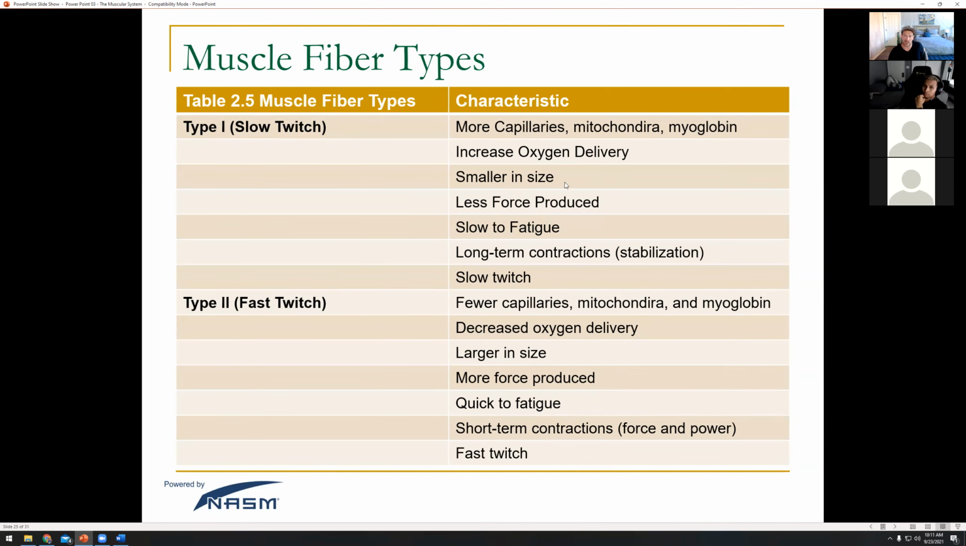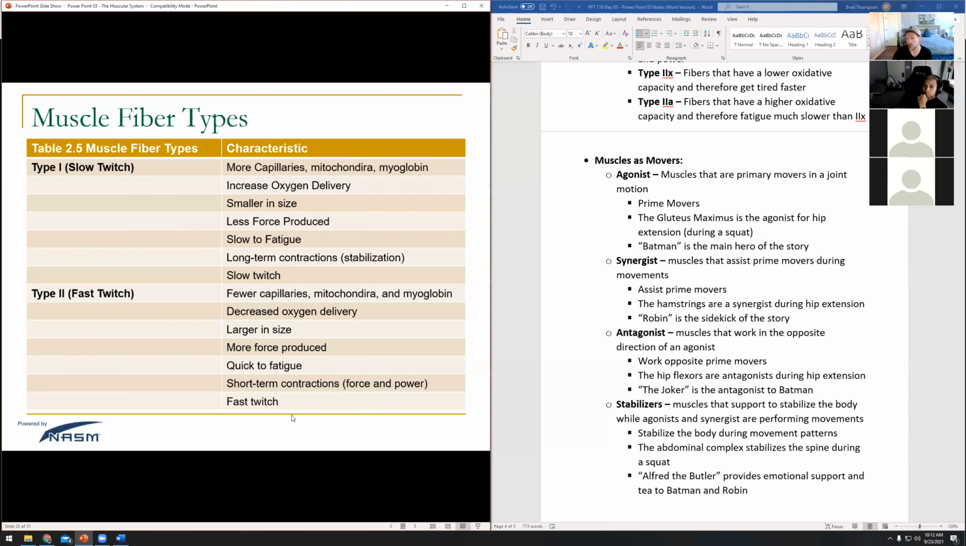So type 1 fibers are going to be smaller in size because they don't have as much lactic acid. Whereas type 2 fibers build up a lot of lactic acid, which damages the proteins, which makes more proteins, so they are larger in size. Being larger in size, they can produce more force. Type 1 produces less force, but type 1 is very slow to fatigue. Type 2 is very fast to fatigue. So we're going back and forth opposites here. Type 1 is used for long-term stabilization contractions. Type 2 is used for short-term explosive contractions. And that is what makes type 1 slow twitch and type 2 fast twitch.